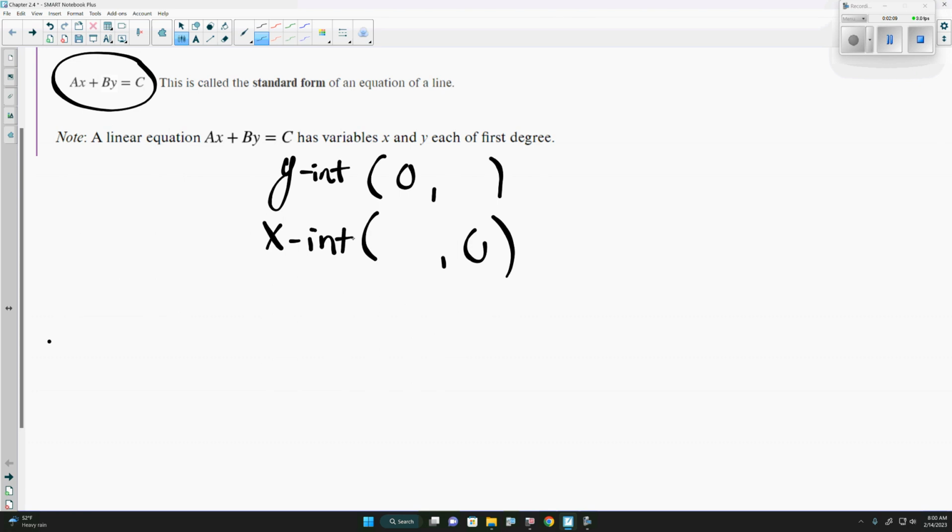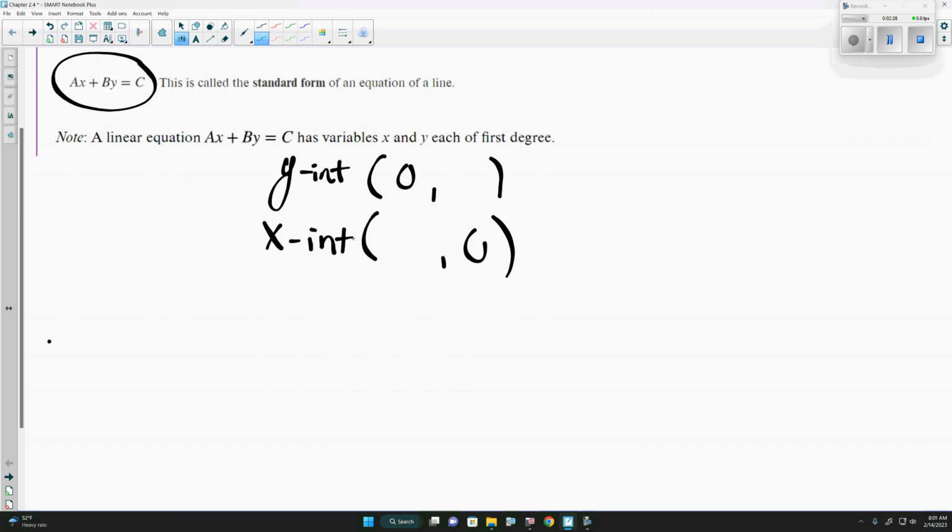If it only has a y-intercept, it means it is a horizontal line, a flat line. If it only has an x-intercept, it means it's a vertical line, going straight up and down. So any other line except for vertical and horizontal lines will have an x and y-intercept. It's going to have to cross each axis at some point.